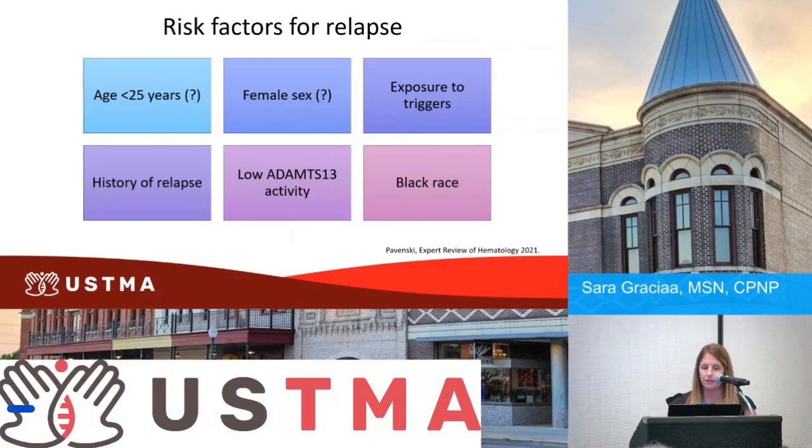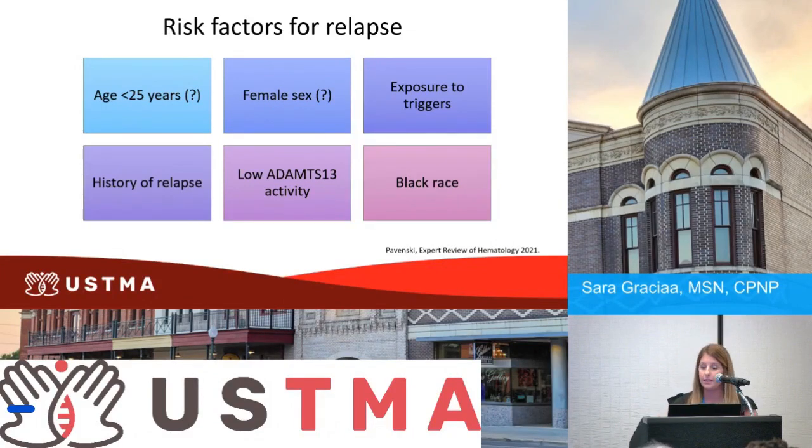So here I've listed some risk factors for relapse. Young age, meaning less than 25 years, and female sex have both been identified as risk factors. Now, I put a little question mark by them because the literature can be contradictory, with some studies finding no association between these factors and relapse, or other studies stating that male sex is a higher risk factor. We do know that relapse can be triggered by exposure to things such as surgery, infection, or pregnancy.